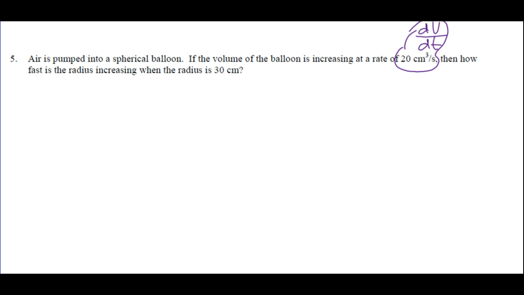And in this case, what we're really saying is, hey, it's pretty easy for us to figure out the volume of a balloon, but it's not so easy to measure the radius. So if we know the rate at which the volume is changing, then we can figure out the rate at which the radius is changing. All right, so you need to relate.